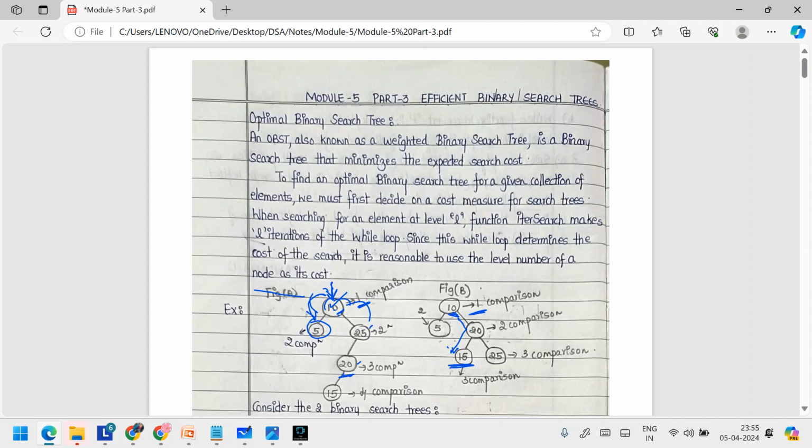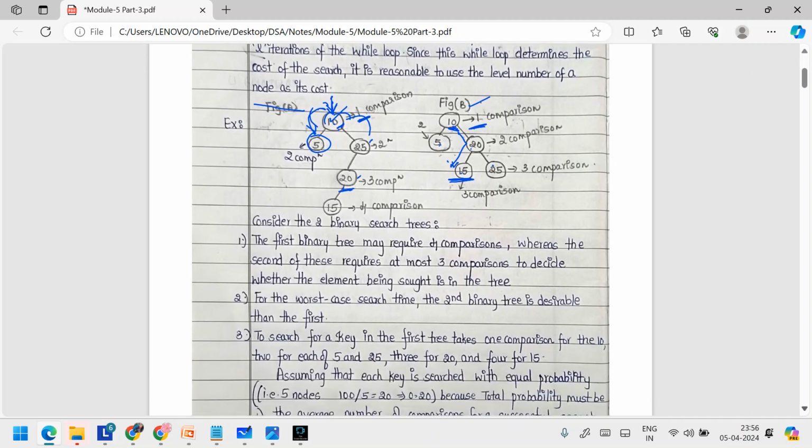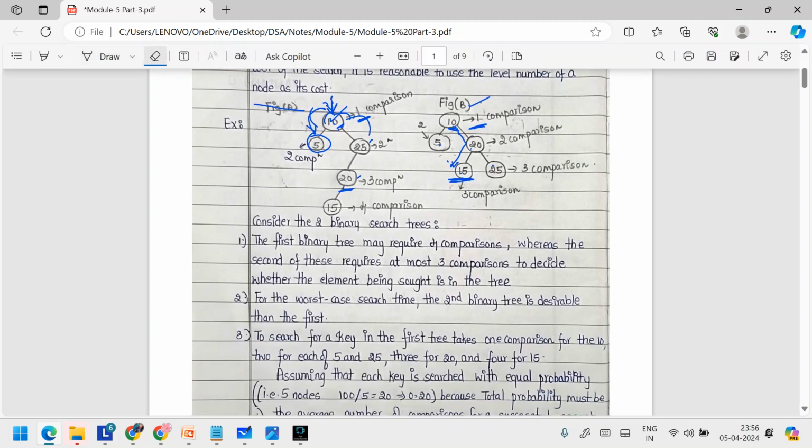But the problem here is, out of many binary search trees, if you see, the nodes are the same: 5, 10, 15, 20 and 25. In tree B also the nodes have the same values 5, 10, 15, 20 and 25. If they have the same values, which do you think is the most optimal, the one having the least cost? You need to have the least cost. So how do you find that? In the next part, when there is an ideal condition, we have given how to find the cost.